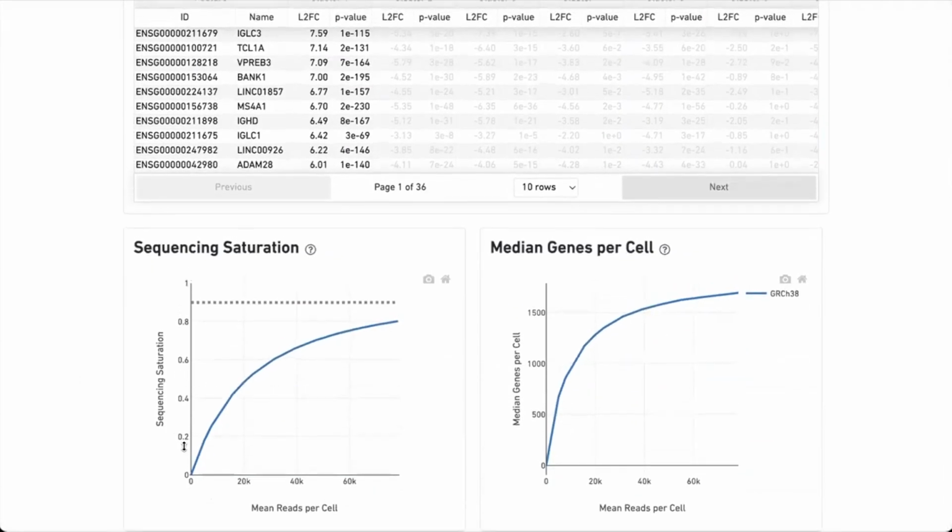Also, I would say sequencing saturation does matter, especially if you're doing multiple samples and you have very different numbers of cells. You should aim to have about the same sequencing saturation in all of your samples. It makes it much easier to normalize later on, when you have about the same amount of reads per cell in all the samples that you're trying to analyze together.